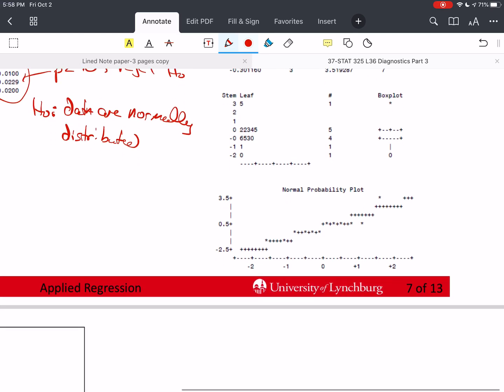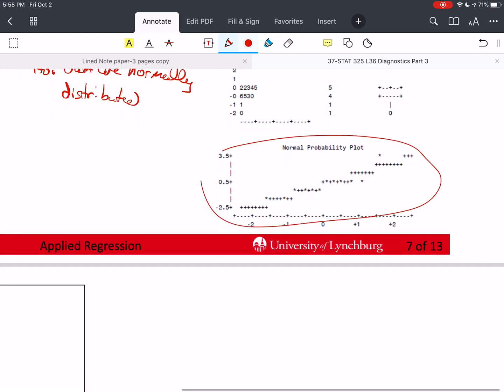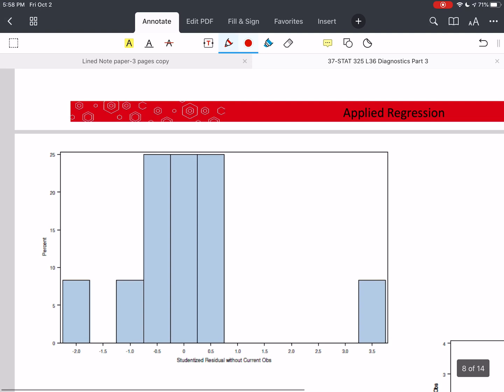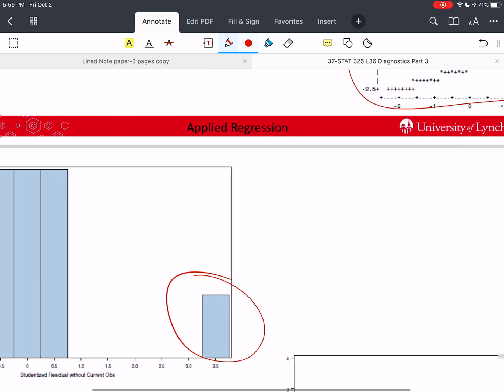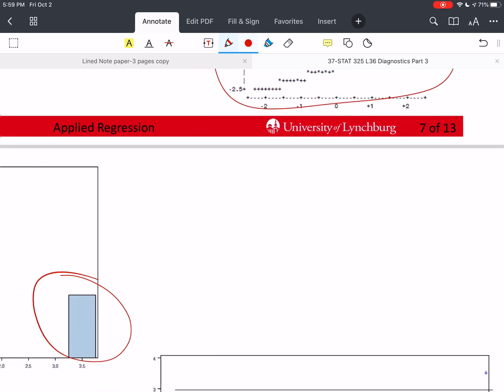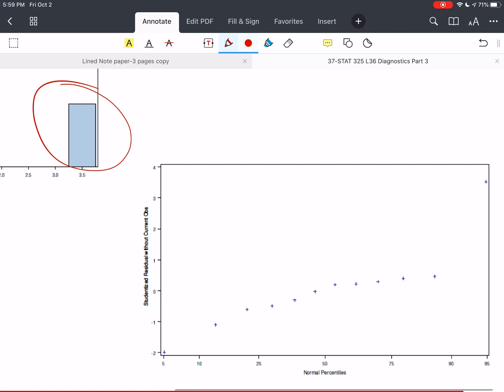And we don't really use the rest of this output. This is a different normality plot than what we want. Now here's a histogram of the residuals, and this is jackknife residuals. Looks nothing like a normal distribution. You've got these points over here that are far away from the rest. Very difficult. So instead, we will plot a studentized residual without the current observation.